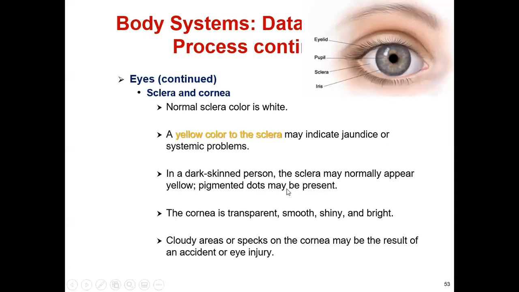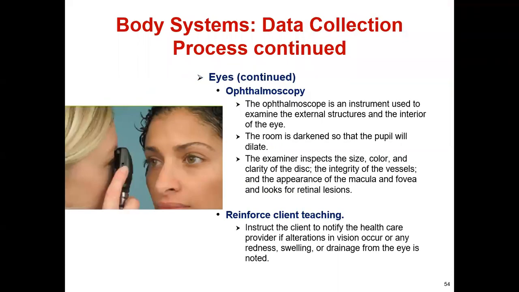A pigmented dot may be present, but the cornea should be transparent, smooth, shiny, and bright. A cloudy appearance on the cornea may be the result of an accident or eye injuries.